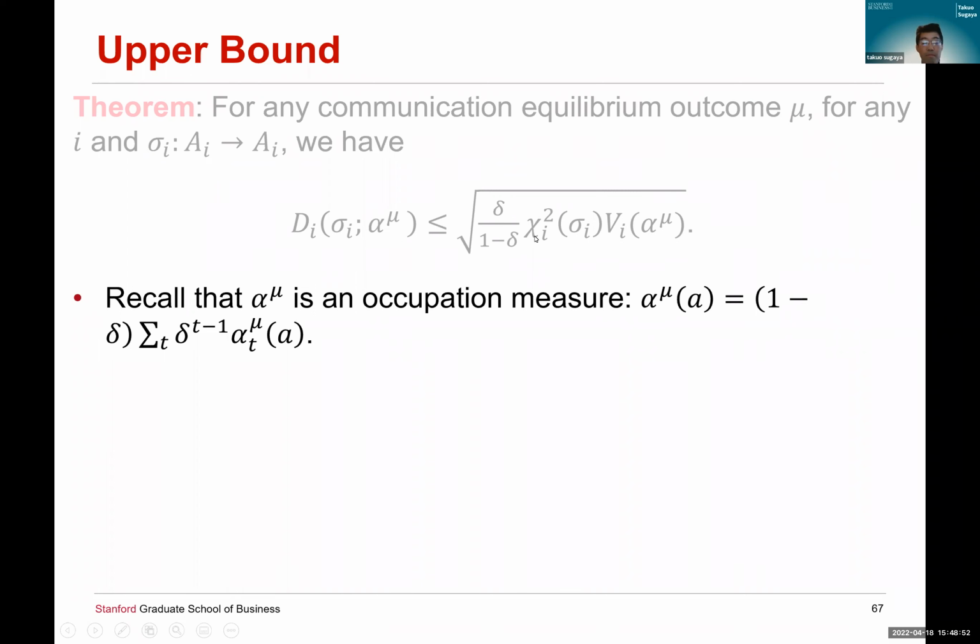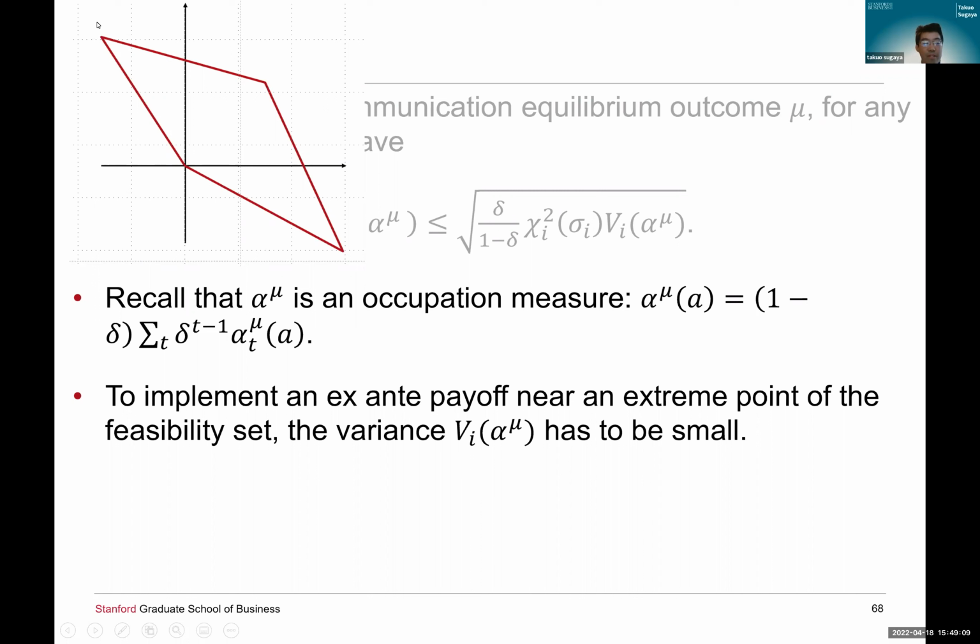And remember this alpha mu in the statement of the theorem was an occupation measure. So this is a discounted sum of the probabilities that the action is taken. Okay, so supposing that, this is a presentation of the feasible payoff set, and we want to approach this extreme point in the feasible payoff set, right? And since this is an extreme point, the only way to implement this point is to always take this action, right? So this alpha becomes degenerate when we get closer to this. That necessarily reduces the variance of the continuation payoff, because the distribution becomes degenerate, then the variance converges to zero. So that means that our upper bound puts some restriction on how quickly we can approach this extreme point, because if we reach this extreme point, variance gets to zero.